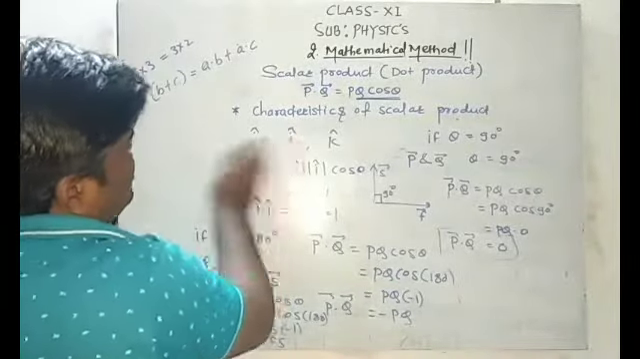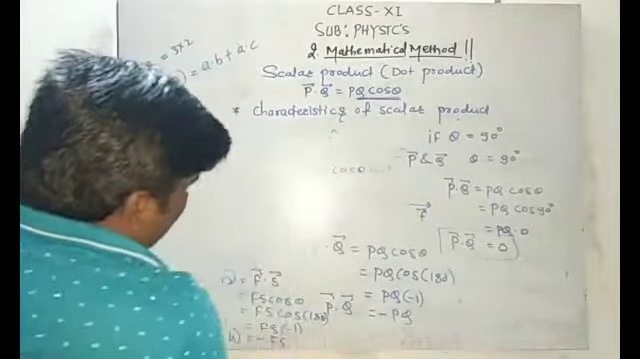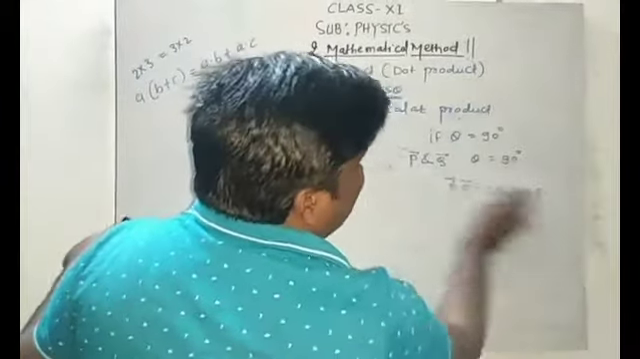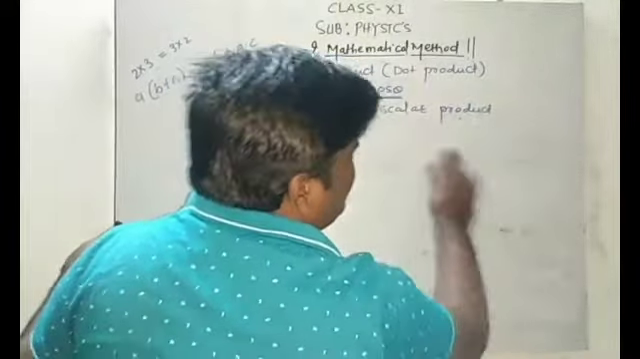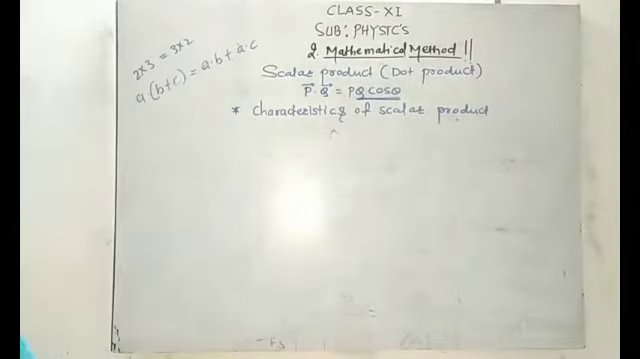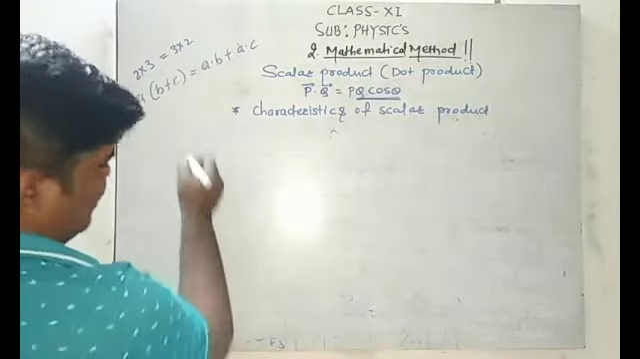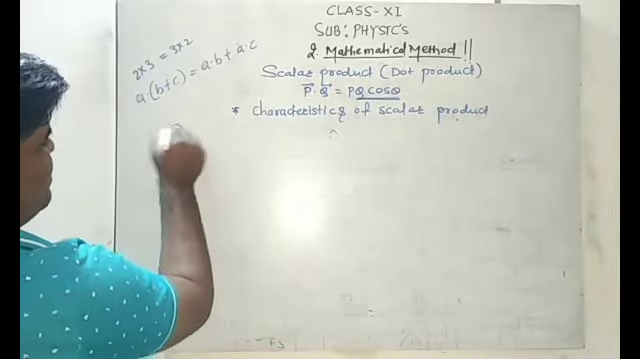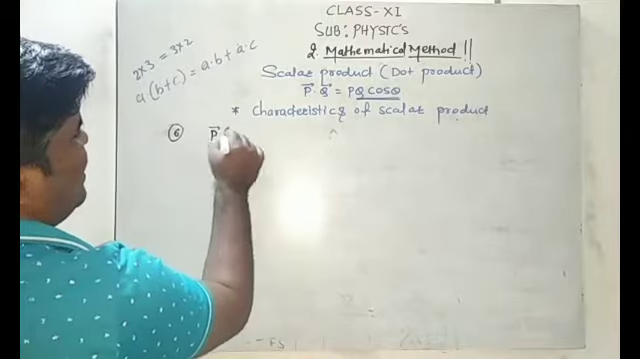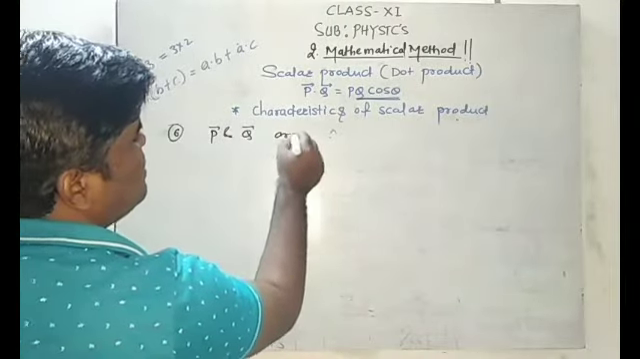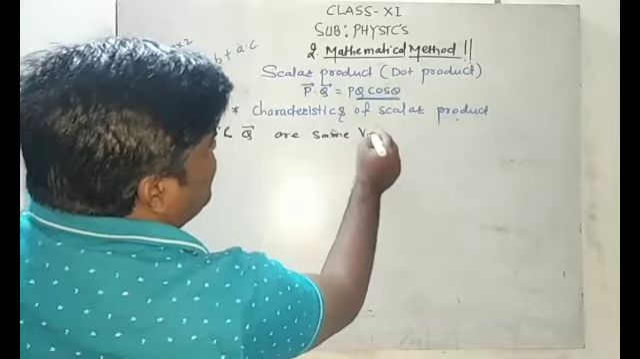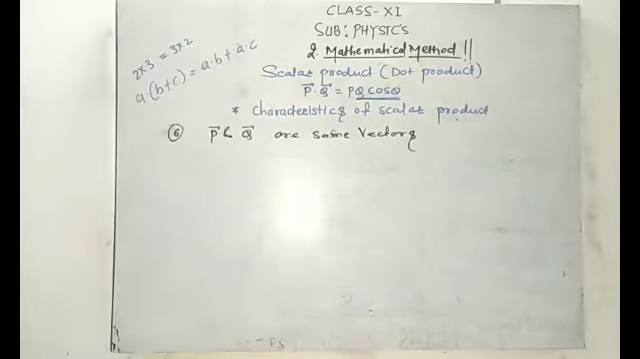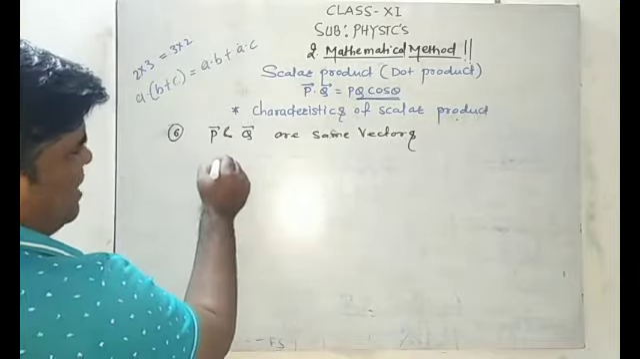Next, if we have two same vectors, same vector means what? Similar vector means the magnitude is similar and the direction is also similar, same direction and same magnitude. This is characteristic number 6, right? So if P bar and Q bar are the same vectors, how are these two vectors the same? Their directions and magnitudes are the same.